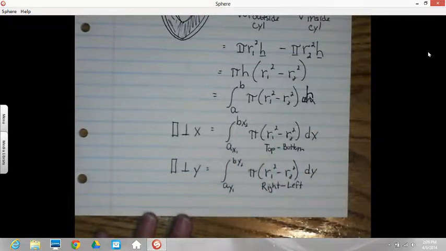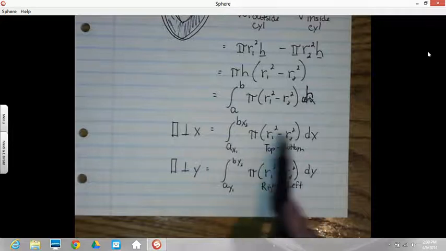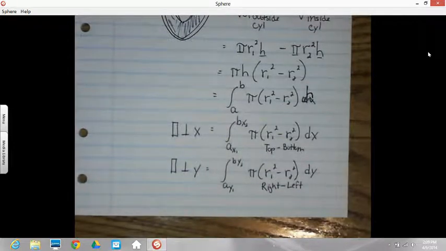All right, let's try a couple, once you've got the formulas, just like we did yesterday. So, today's homework is going to have both cylinders from yesterday and washers from today.